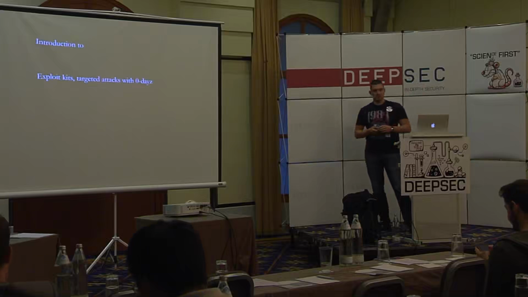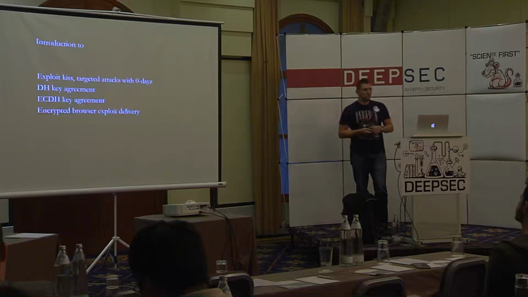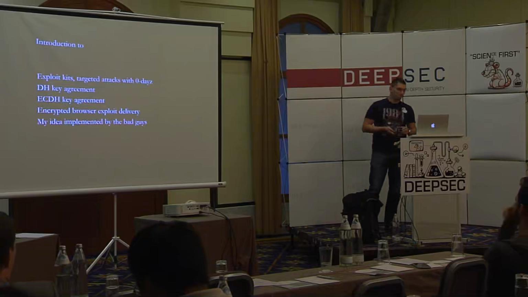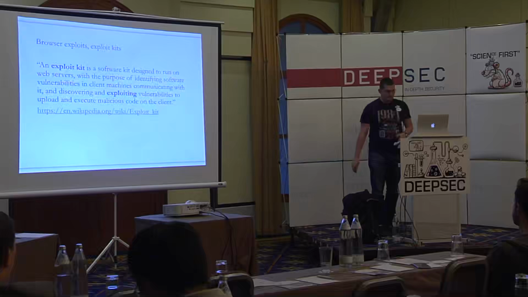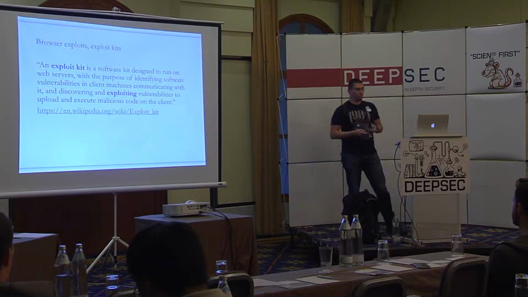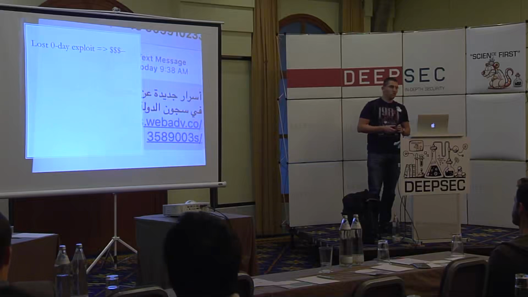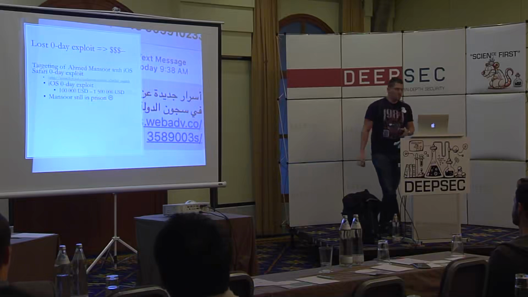I'm going to talk about exploit kits and 0-days. I will talk about Diffie-Hellman key agreement, elliptic curve Diffie-Hellman key agreement, and my encrypted browser exploit delivery, and how my idea was implemented by the bad guys. So what is an exploit kit? An exploit kit is software which exploits other software, mainly a browser. Pretty easy. But what happens if you have a 0-day exploit and you lose your 0-day exploit?